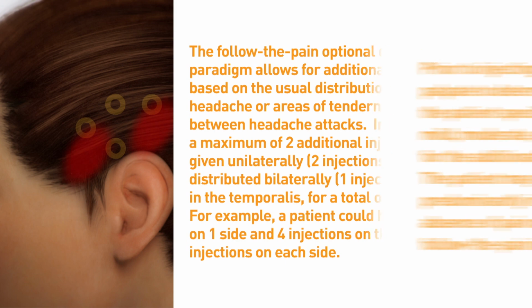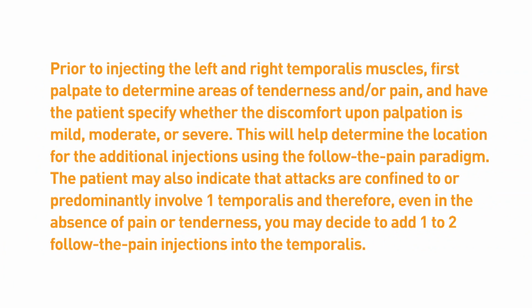Prior to injecting the left and right temporalis muscles, first palpate to determine the areas of tenderness and/or pain, and have the patient specify whether the discomfort upon palpation is mild, moderate, or severe. This will help determine the location for the additional injections using the follow-the-pain paradigm. The patient may also indicate that attacks are confined to or predominantly involve one temporalis, and therefore, even in the absence of pain or tenderness, you may decide to add 1 to 2 follow-the-pain injections into the temporalis. Begin by making the fixed dose injections.